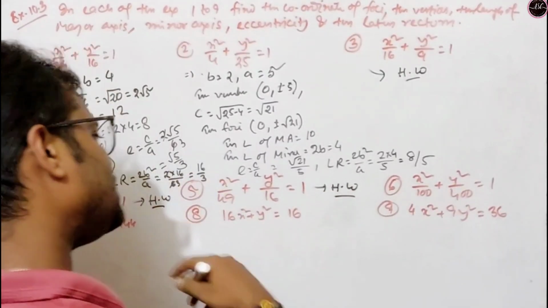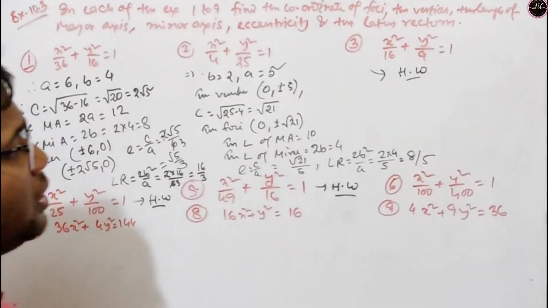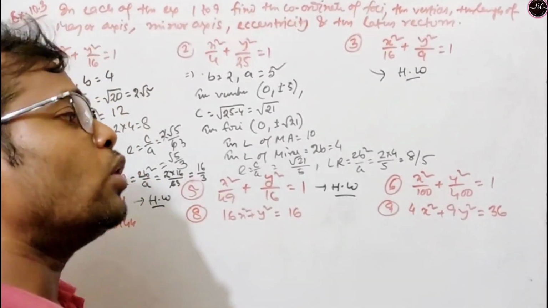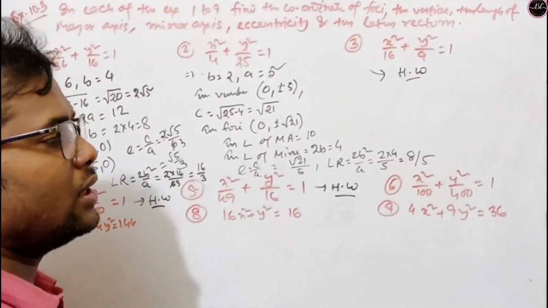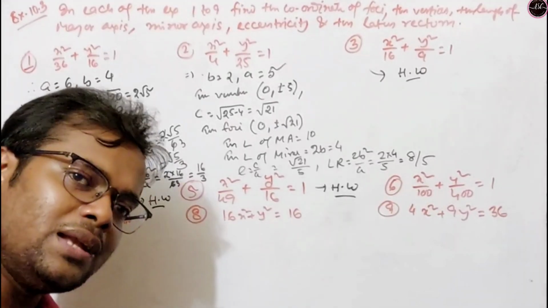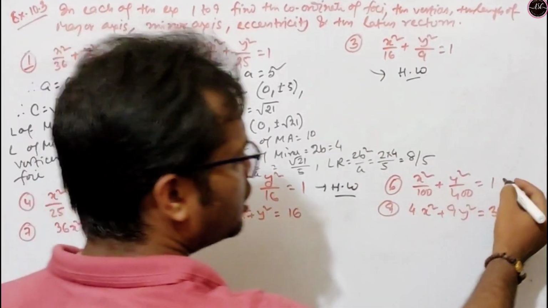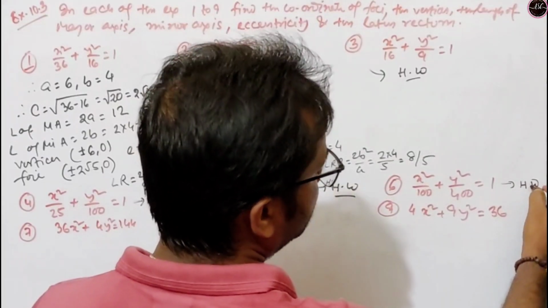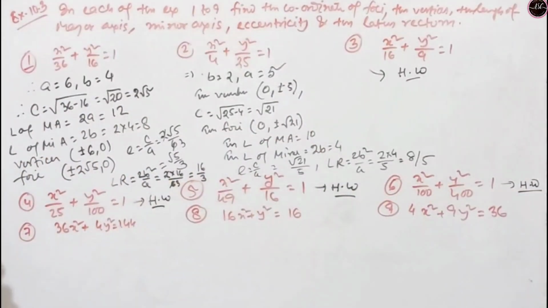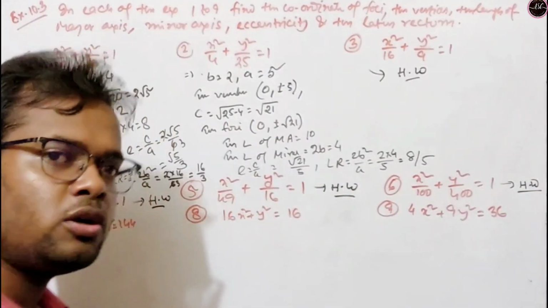And question number 6, x square by 100 plus y square by 400 equal to 1. Here the coefficient of y square has the larger denominator, so this is the same type as question number 2. So this is also your homework. Okay, if any difficulties arise, just comment in our comment box, we will solve your problem.